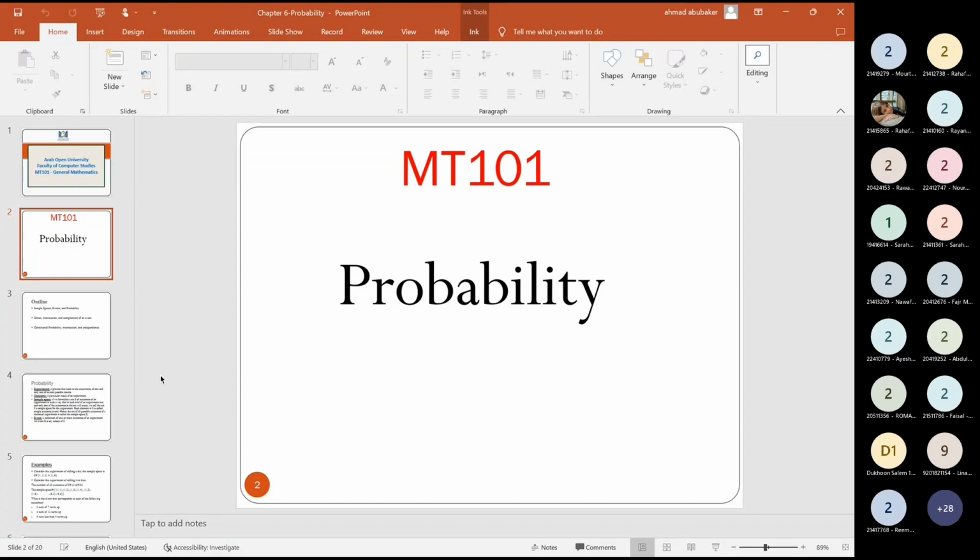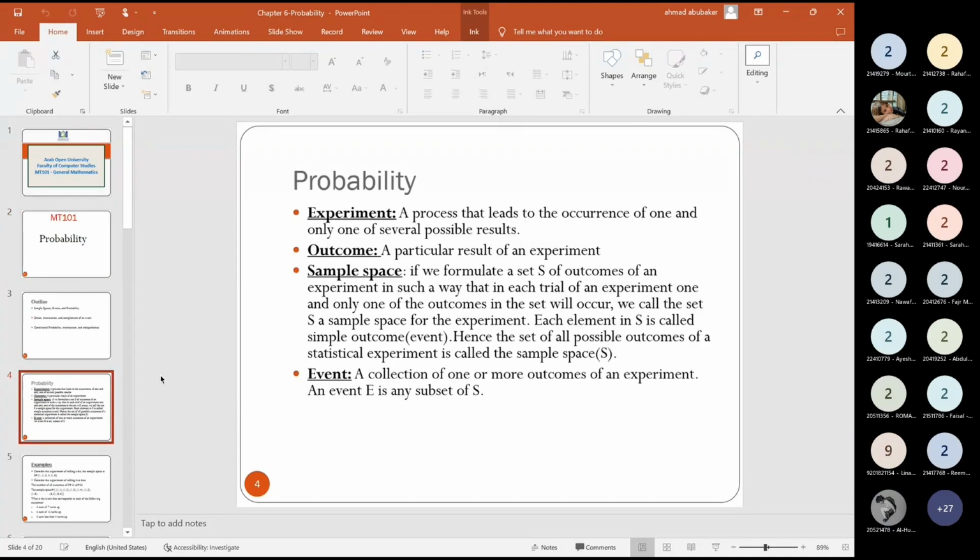Okay, this is chapter 6, probability. We have main definitions like experiment. This is the process, and we have the result from this process called outcomes. For example, experiments like rolling a die or selecting a student from a session.